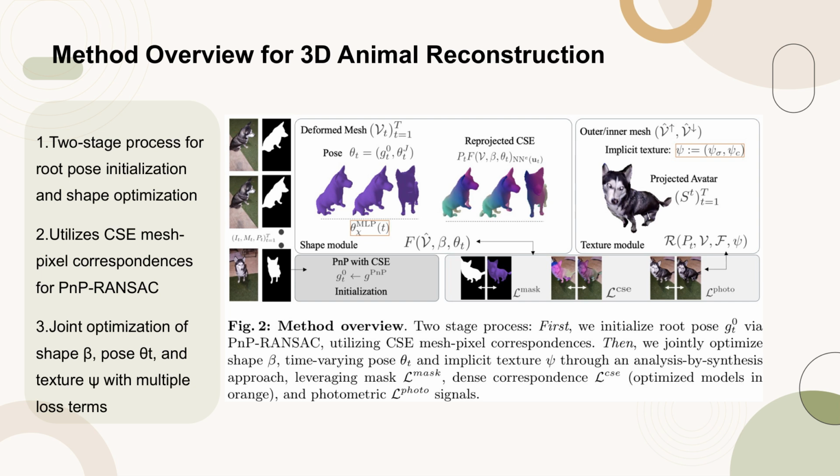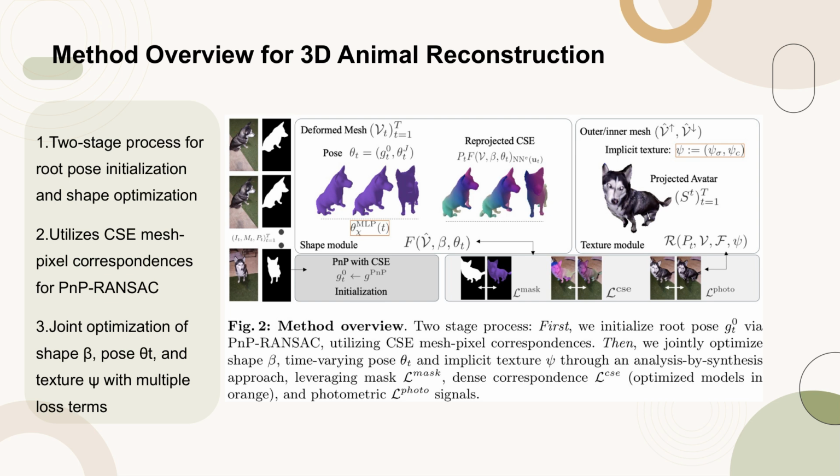The process is divided into two stages. Initially, the root pose G0T is initialized using the perspective-n-point, PnP, algorithm with random sample consensus, RANSAC, leveraging continuous surface embeddings, CSE, mesh pixel correspondences. This step ensures accurate initial pose estimation.